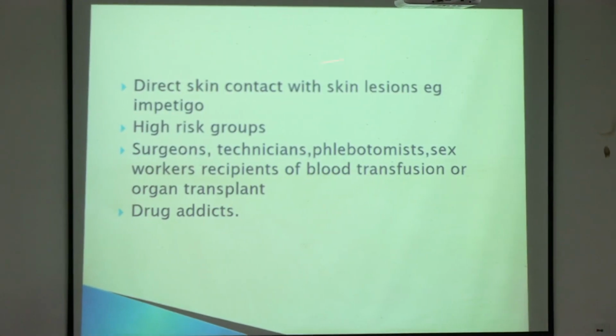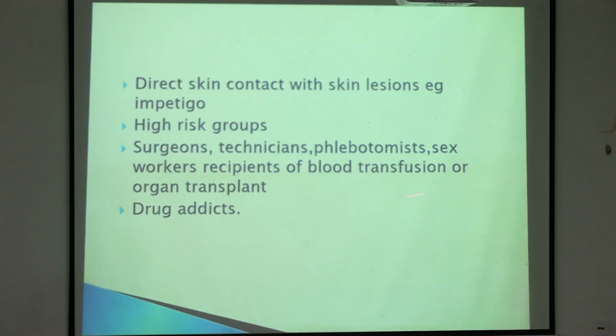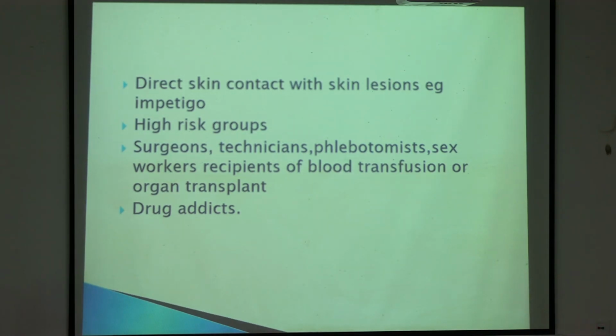Next is direct skin contact with skin lesions, for example impetigo, very rarely. High risk groups. Who are the high risk groups? Surgeons. Okay, because they are even operating on hepatitis B positive patients. If a patient comes with hepatitis B, you cannot refuse. If you are a surgeon, you have to operate on that patient, or an HIV patient. But obviously, you have to take all the precautions. Standard precautions, you know all those precautions which have been taught to you. Okay, so technicians who are dealing with the blood all the time, and then phlebotomists, sex workers, recipients of blood transfusion or organ transplants, and then drug addicts.